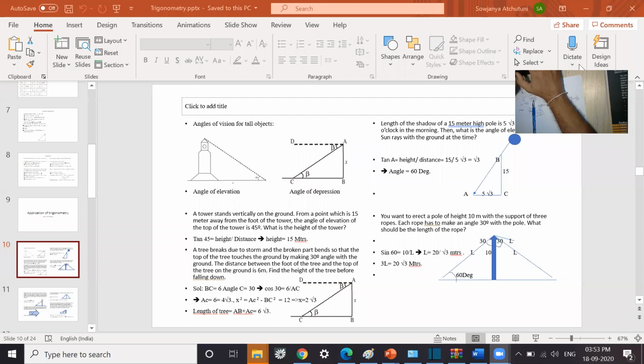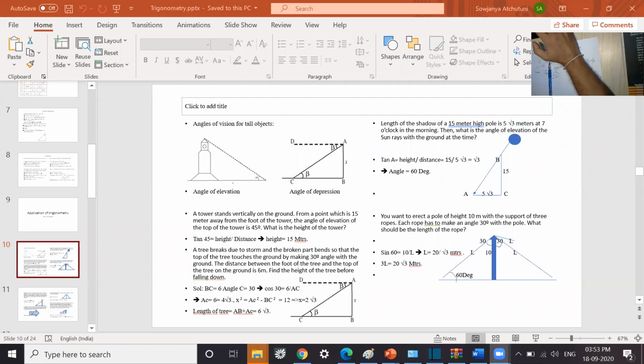Okay. Let us see this problem. The height of a pole is 15 meters. The length of the shadow is 5 root 3. Find the angle. This angle is to be found out. What is tan theta? It is equal to 15 by 5 root 3, that is root 3. Root 3 means 60. The angle is 60. The sun is here, the pole is having a shadow here, so the length of the shadow is 5 root 3.